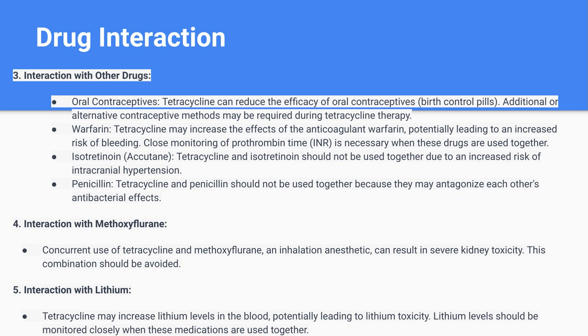Then comes up isotretinoin. Tetracycline and isotretinoin together cause intracranial hypertension, which can lead to stroke also. Plus, you should not prescribe tetracycline with penicillin because they antagonize each other's effects.